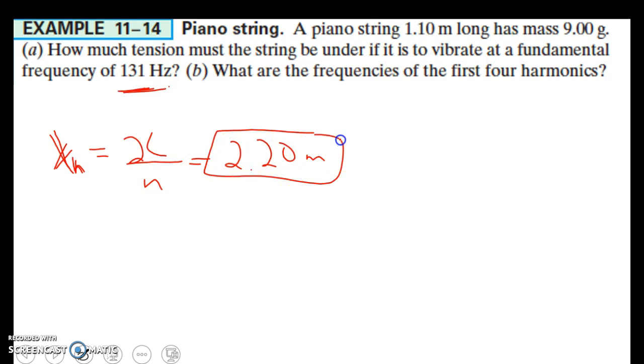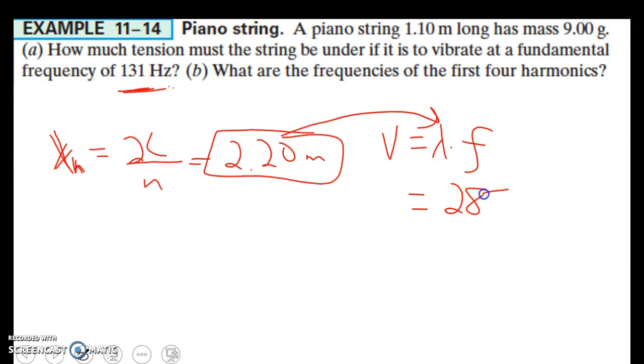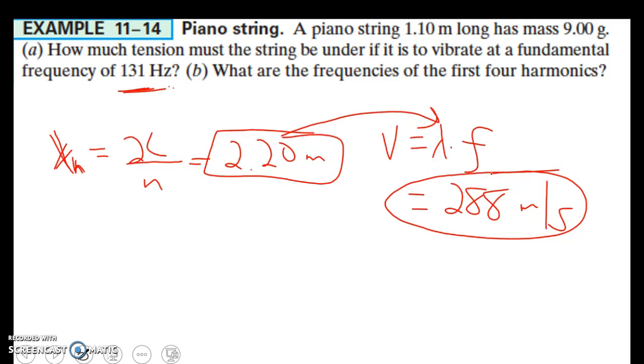So now we know the wavelength that's coming out of our string. Wave speed is equal to wavelength times frequency. So we take this wavelength and multiply it by our 131 hertz, and we get 288 meters per second. So now we know our wave speed. Once we know all of this, now we can solve for tension. And here's that equation solving for tension: m over L times v squared.